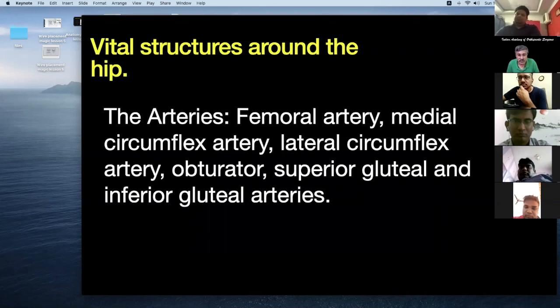The vital structures around the hip, the main arteries are the femoral artery, medial circumflex femoral artery, lateral circumflex femoral artery. The obturator artery on the medial side, the superior gluteal and inferior gluteal artery on the posterior side. So the femoral along with circumflex vessels are anterior. The obturator is dead medial underneath the adductors, and the gluteal artery is posterior.